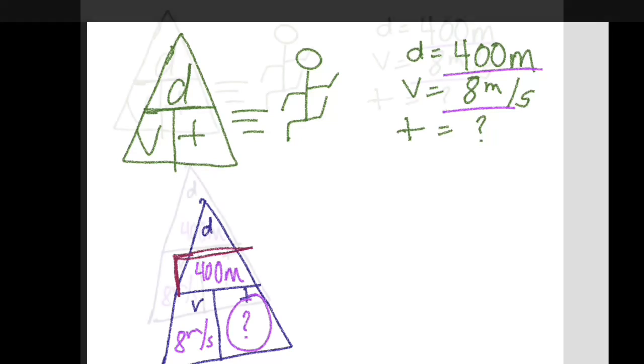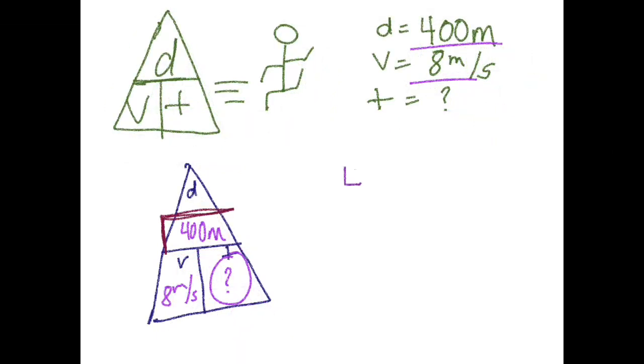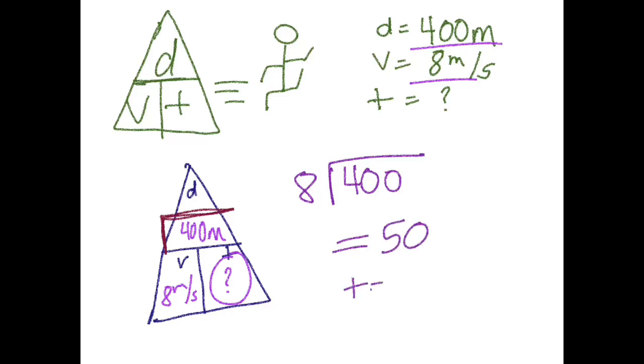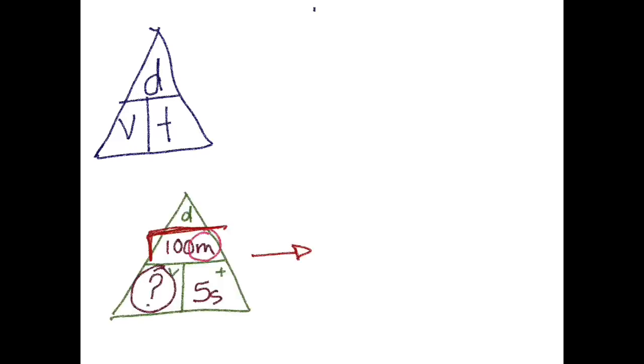Okay? So to continue with this, 400 meters divided by 8 meters per second, and my answer is going to be 50, in this case, 50 seconds. Okay? Let's try another one, okay? This was for looking for time. Now we're gonna do another one that deals with a dog, okay? So the story goes more or less like this.